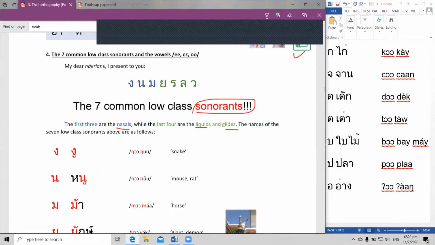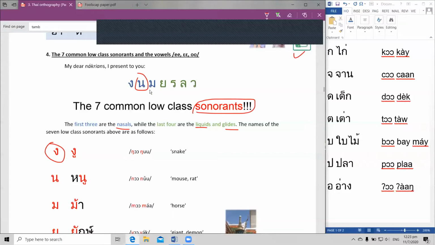For example, we can say singing, right? We can say for the ngongu, right? The ngo sound. We can say singing, and we can extend the sound. Same for the no, like teen, right? We can extend it indefinitely.